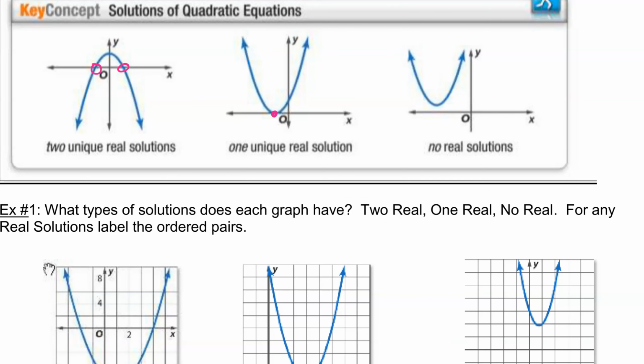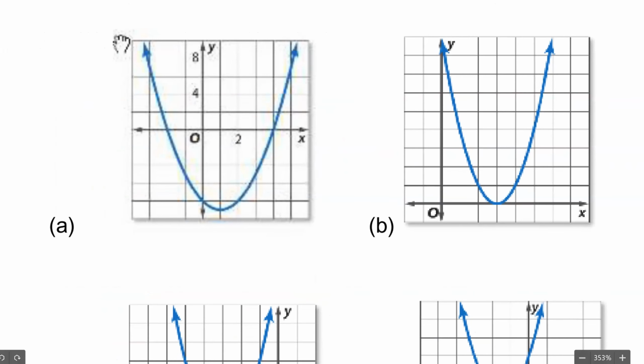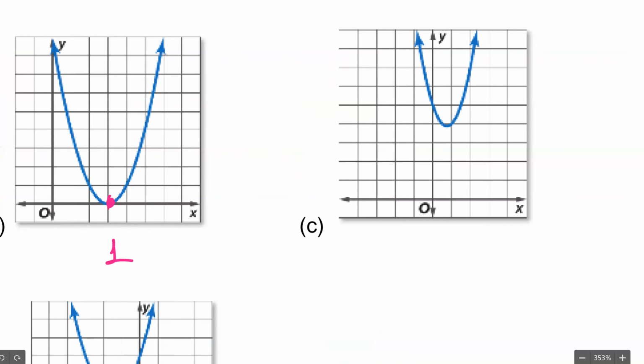Hopefully this will be a warm-up. What type of solutions does each graph have? Let's go around. Let's start with Lauren. A, how many solutions? 2. Right there and right there, because this is the line of y equals 0. It's the x-axis. It touches 2 points. How about this one, Ashton? B. 1. Literally has 1. This one had 2. What about C? Keep in mind, this is the line of the x-axis. It has none. 0.